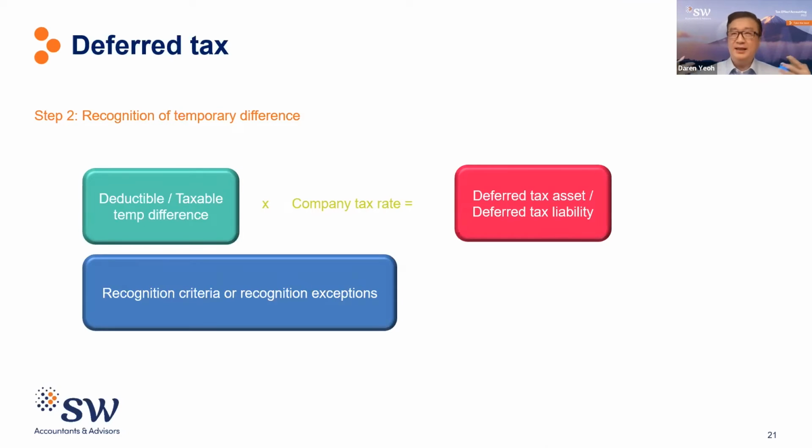So let's say you have calculated your temporary differences. The next question that you need to deal with is whether or not you can or need to recognize a DTA, deferred tax asset, or DTL, deferred tax liability, on those temporary differences. Now, in order to do so, you need to consider the recognition criteria and recognition exceptions. And if you can recognize those, or you must recognize those temporary differences, you multiply the temporary difference by the company tax rate to derive your deferred tax asset and deferred tax liability.